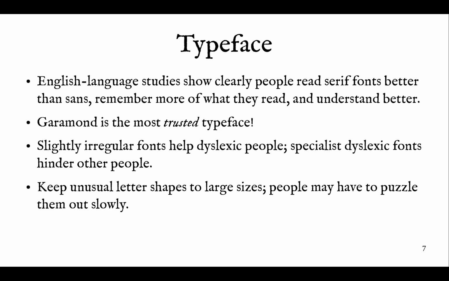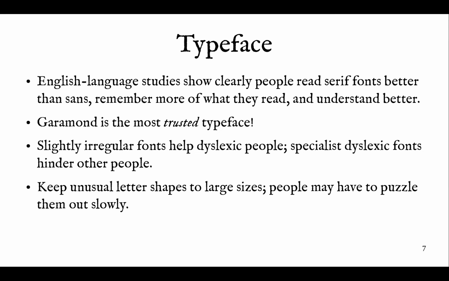Whether or not they're yellow fringed, typefaces matter. Studies in the English language at least show very clearly that people read serif fonts much better than sans. They remember more of what they read and understand better. And Garamond is the most trusted typeface, especially in the United States. If you want people to believe a message, say it in Garamond. Huge studies over a long period have confirmed this. It's really not in doubt at this point.